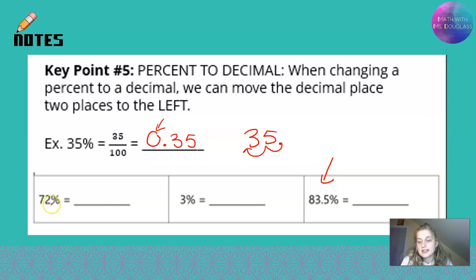72, remember the hiding decimal. 1, 2 places to the left. This is 0 and 72 hundredths.